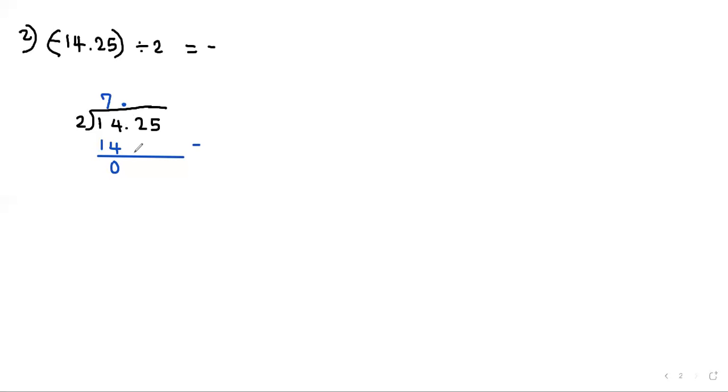Okay, now we can bring these 2 down. Remember, the decimal points must be on the same line. Now we can bring 2. 0, 2 is the same as 2. So let's just look at this as 2. What is 2 divided by 2? 1. We get 1. Okay. Now, what is 1 times 2?